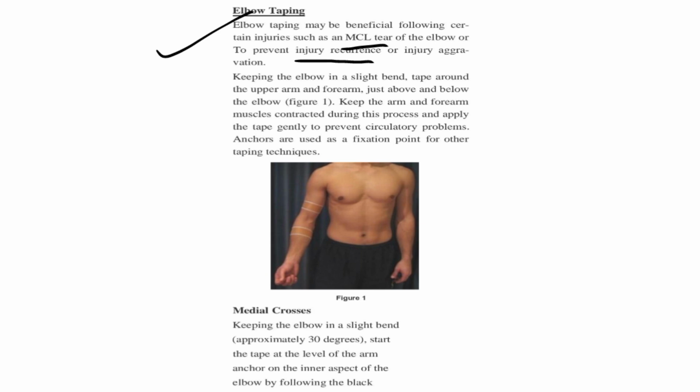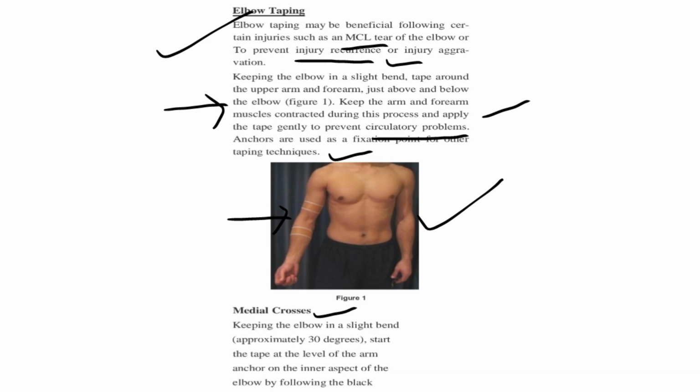We can use taping keeping the elbow in a slight bend position. Tape around the upper arm and the forearm just above and below the elbow. You can see here, not on the cubital fossa, it's above and below. Keep the arm and forearm muscles contracting during the process and apply the tape gently to prevent circulatory problems. Anchors are used as a fixation point for other taping techniques.